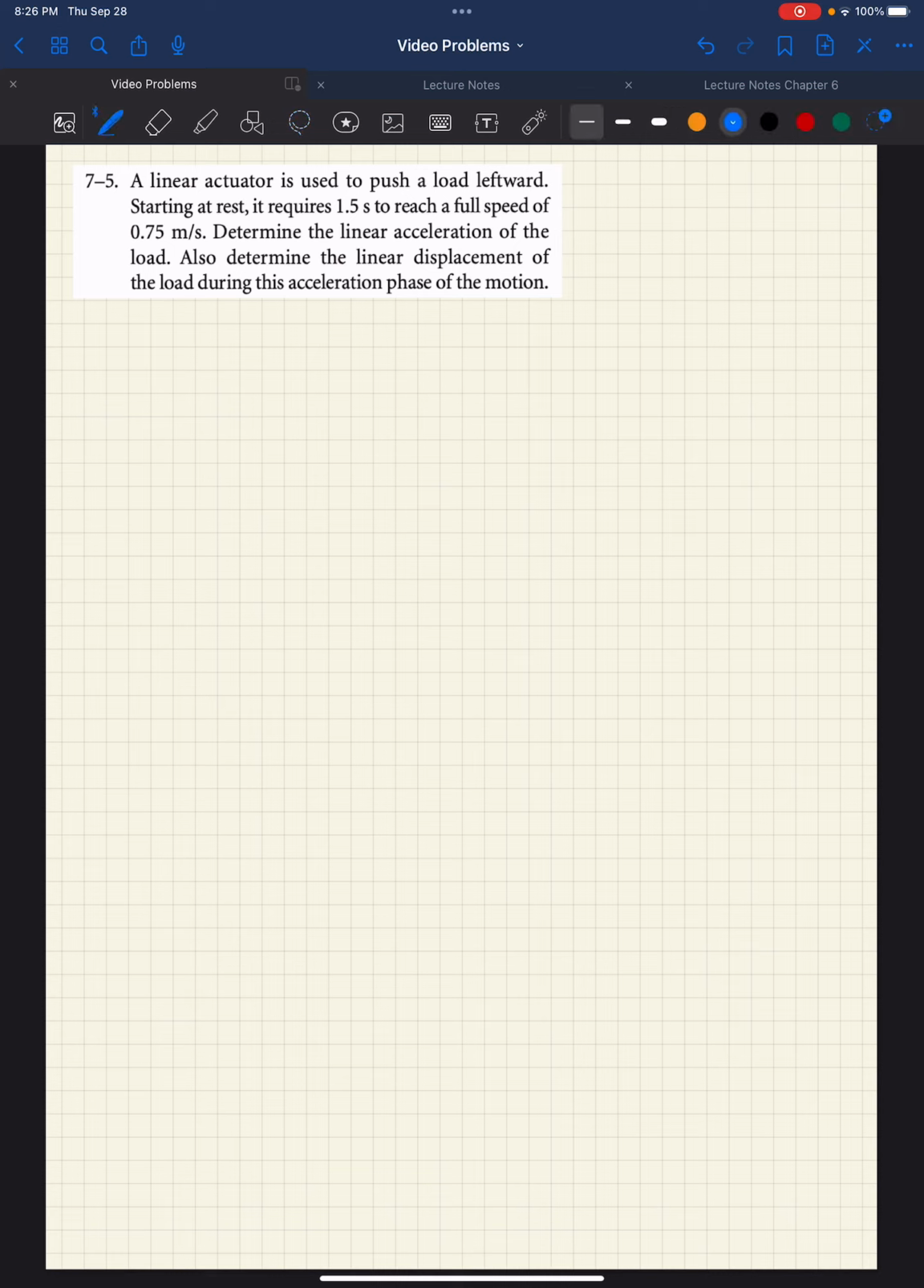Alright, so let's write out our knowns. We know that V naught is equal to 0 meters per second, as we know it's starting at rest. We know that V1 is equal to 0.75 meters per second. We also know that T naught is 0 and T1 is equal to 1.5 seconds.